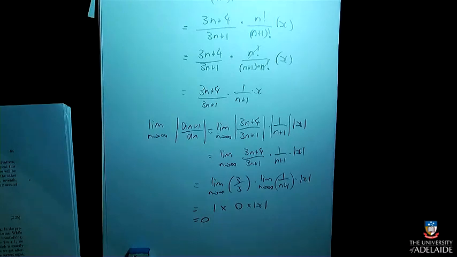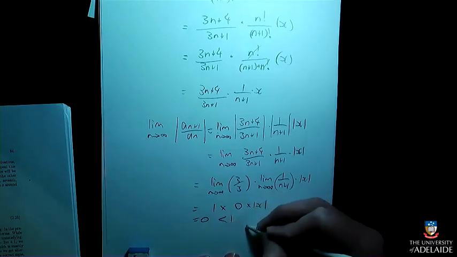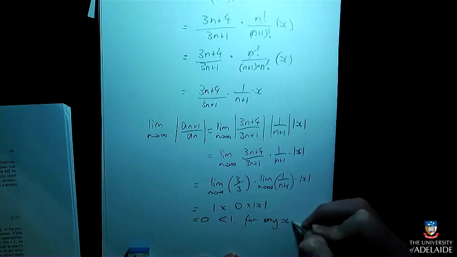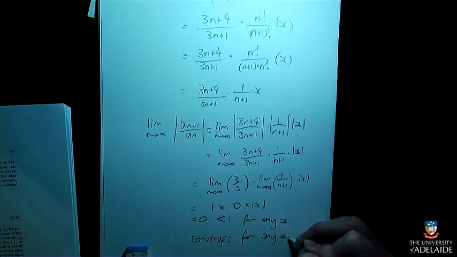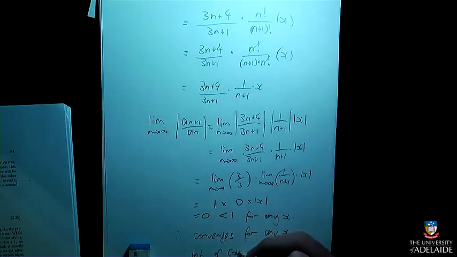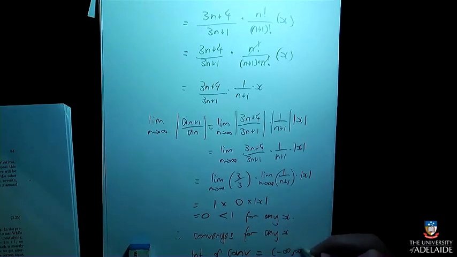Okay, so when I do the ratio test, what I'm supposed to do is do the limit of a(n+1) over a(n) as n goes to infinity, and if that answer comes out to be less than 1, then it converges, and if the answer comes out to be greater than 1, then it diverges. So this is less than 1 no matter what x is. And so therefore it converges for any x. And so the interval of convergence is the whole of the real line.